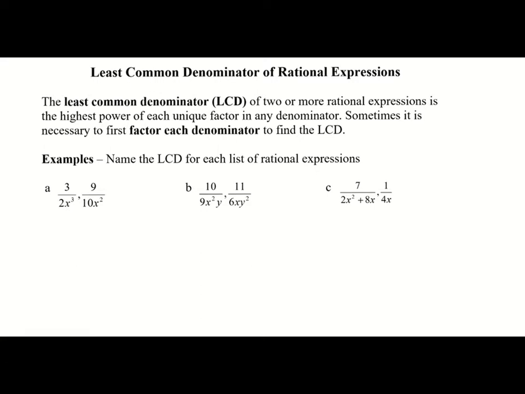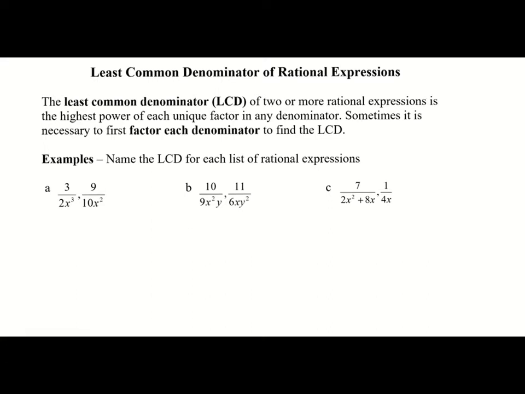And your least common denominator, or LCD, of two or more rational expressions is going to be the highest power of each unique factor in any denominator. So remember, unique factors are different factors. You want to include all of the different factors in your least common denominator. And you do need to make sure your denominators are factored first before you find the LCD.